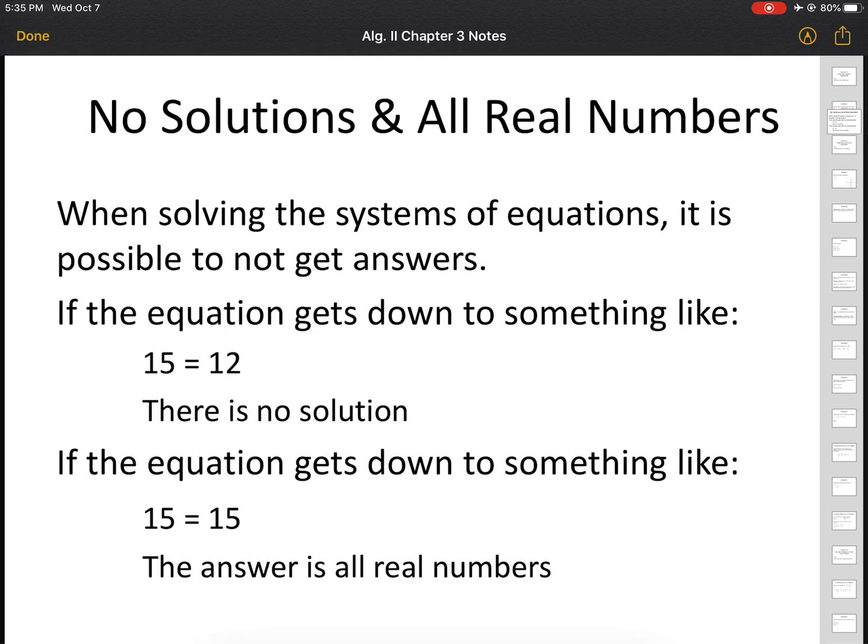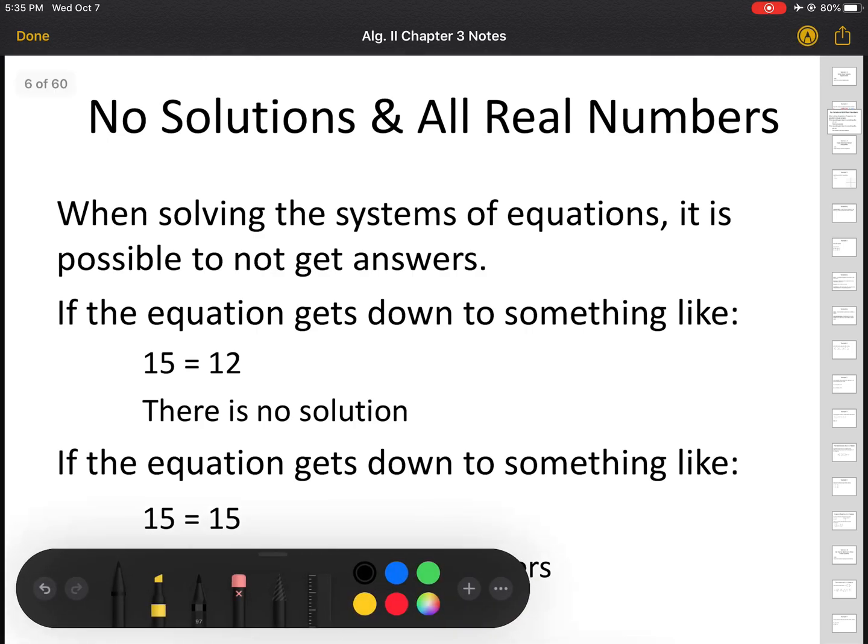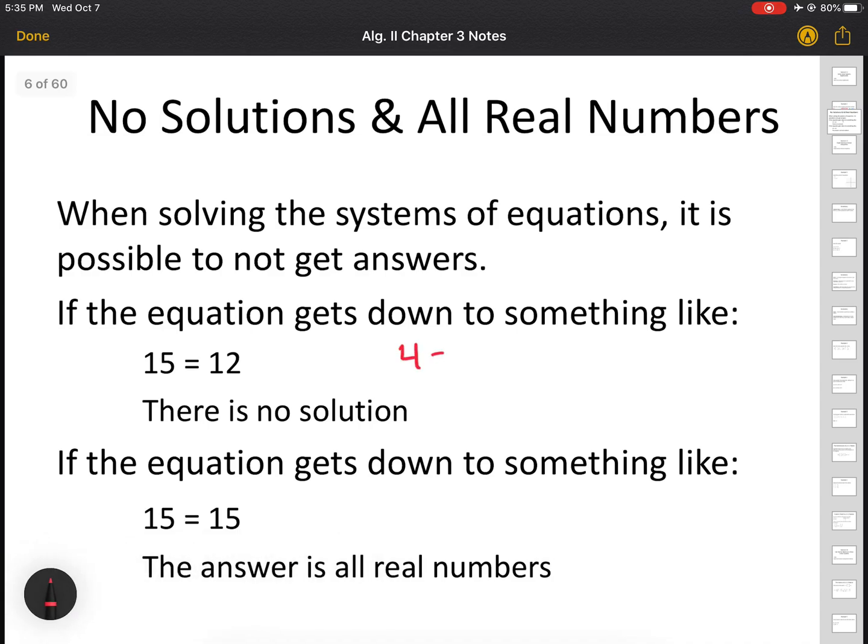So we've been having pretty normal numbers equal out in the end, but what happens if we get to a situation where we have something that looks like 5 equals 12? When solving systems of equations, it's possible not to get even answers at all. If we get something like 15 equals 12, or even 4 equals, say, -6, or anything along those lines where both sides of the equal sign really don't equal each other in the end, that's just no solution. You could also write this as a big 0 with a line through it. That also means no solution.